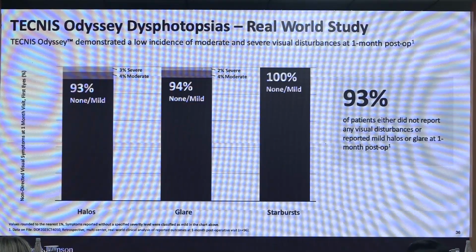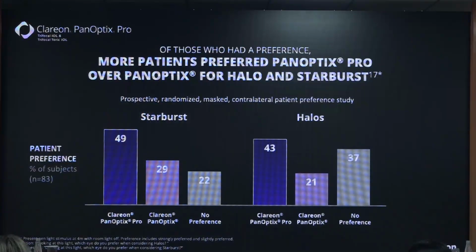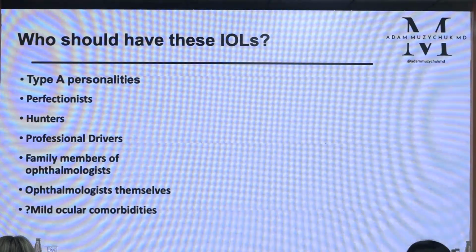So 93% at 1 month reported mild halos or glare or less. In terms of distance contrast, Technis Odyssey, on lab bench data, outperforms a competitor's monofocal in distance contrast in mesopic conditions. This has to do with the spherical aberration correction and the low amount of chromatic dispersion on this platform. PanOptix Pro, a recent entrant into the market. You can see that this shows the number of patients that preferred it for starbursts and halos, in the purple, compared to Clarion PanOptix. So who should have these intraocular lenses?